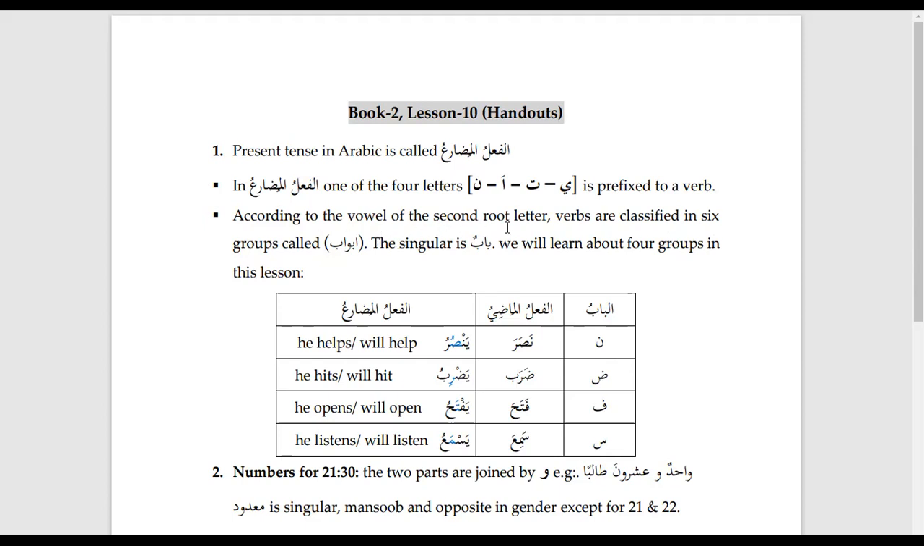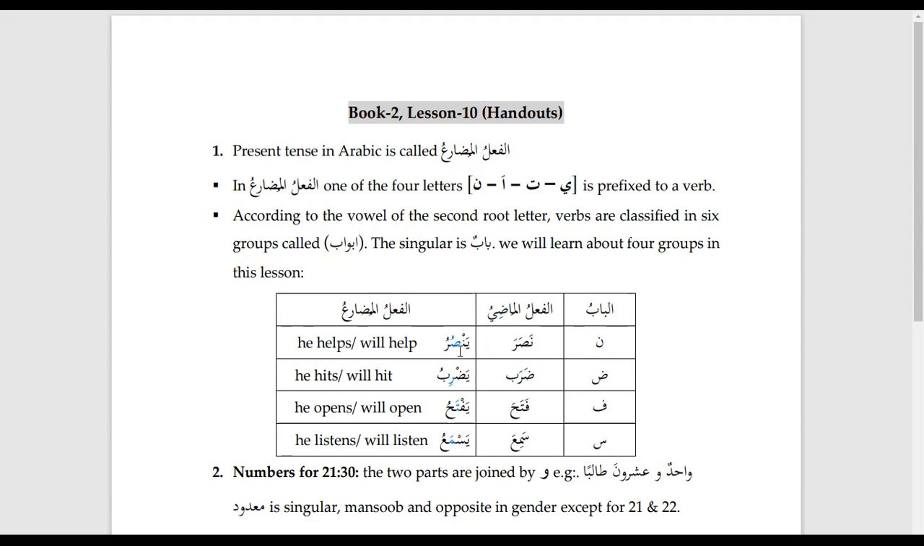According to the vowel of the second root letter, the verbs are classified in 6 groups called abwab. So there are 6 groups used in the Arabic language, and the singular is called bab. When we say that this verb is on the pattern of noon, that means it belongs to the category of nasara. So nasara is the past tense, and the present tense will be on the pattern of yansuru. As we can see here, the second root letter has dhamma. So any word that comes on the pattern of nasara, the present tense will be yansuru.